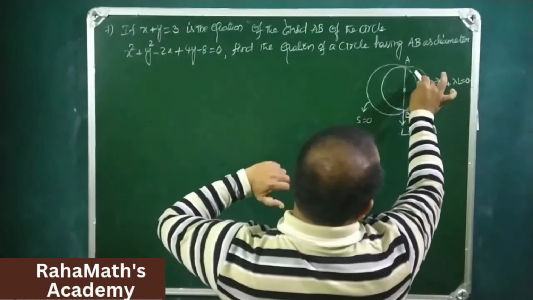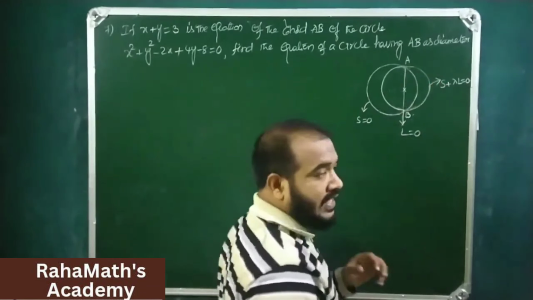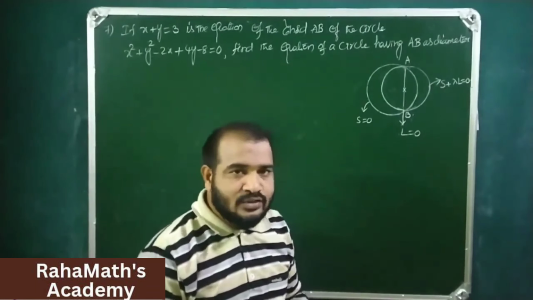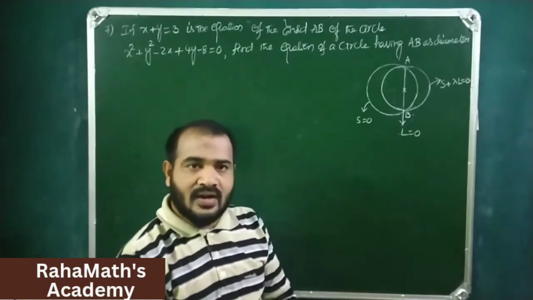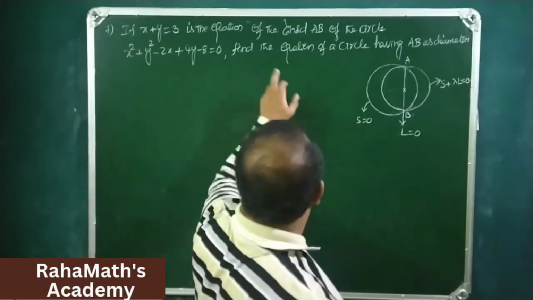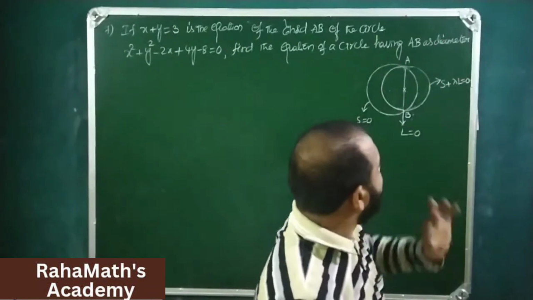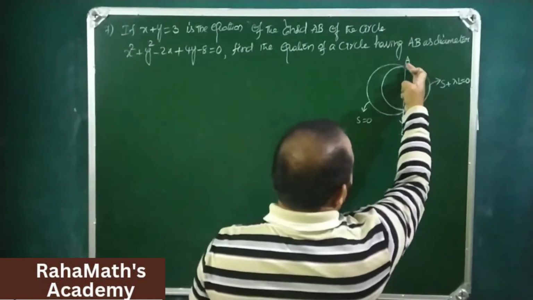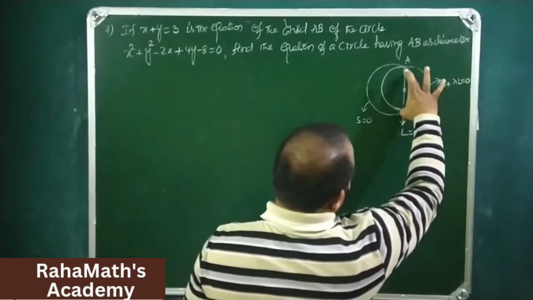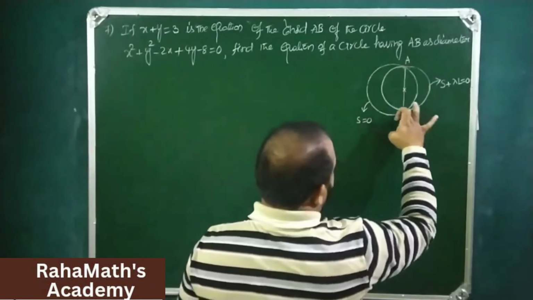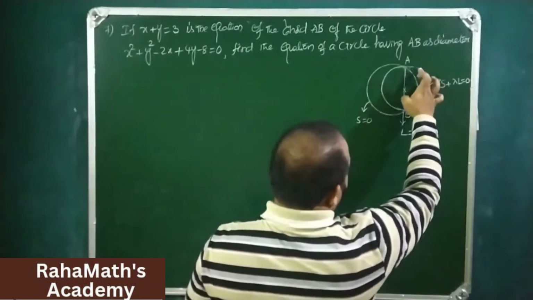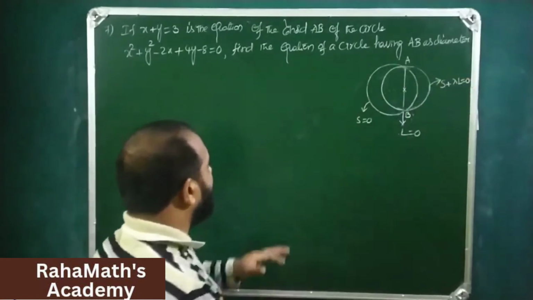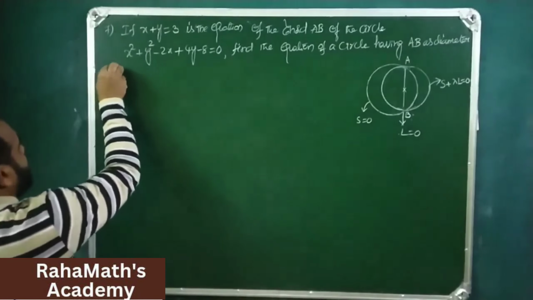So, since the circle and line cut each other, S plus lambda L equals to 0 is the equation of the circle passing through the point of intersection of a line and a circle. So now find the equation of the circle having AB as a diameter. So we want a circle whose diameter is AB. This AB is the chord of the first circle, and now for this circle the same AB is the diameter. So let us try to do this.